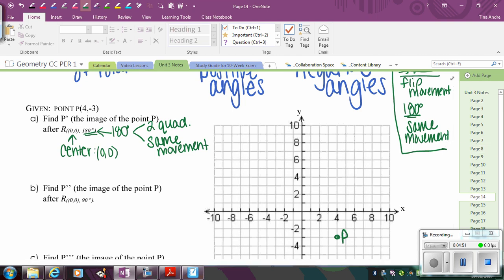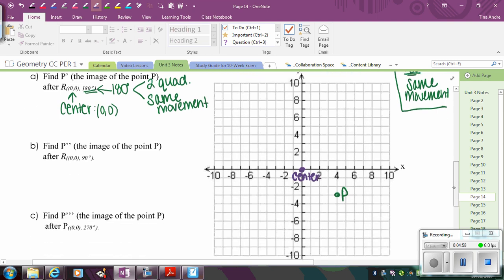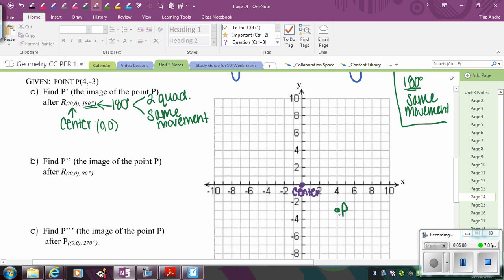Our center is a very important point, because if you remember doing your discovery, you found that the center and each pre-image and image point are always equidistant. That tells me the distance that I'm going to have to travel. Point P has to move 2 quadrants, so it's going to move 1, 2, and remember we're always going counterclockwise unless we see a negative angle or it tells us. So I'm going counterclockwise, and that means I have to move 1, 2 quadrants.